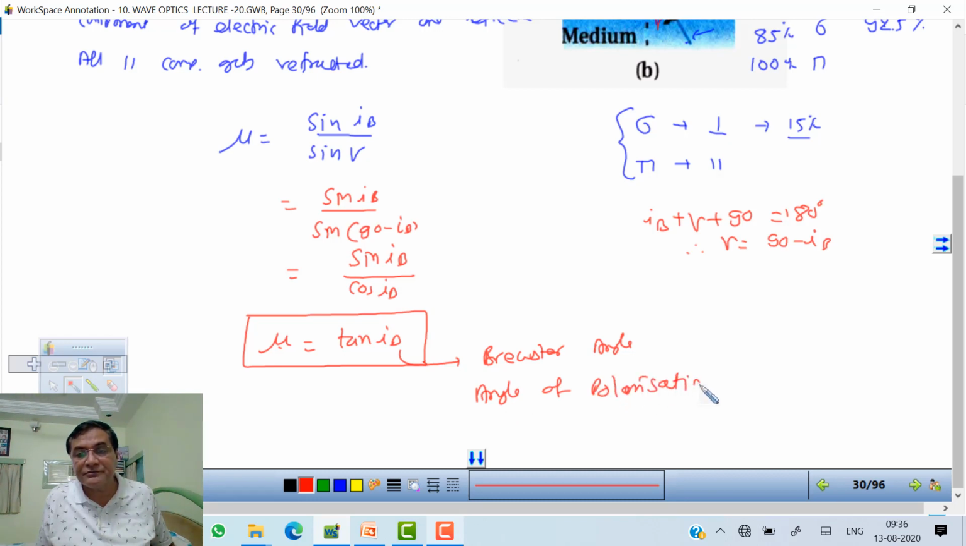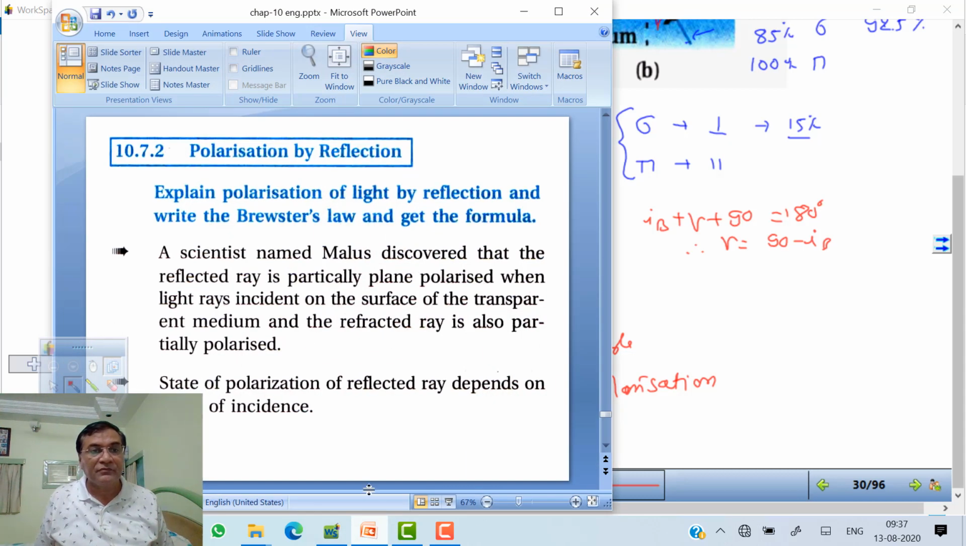Angle of polarization. Okay, if outside is not air, then you have to use relative refractive index. So when the reflected ray or refracted wave becomes plane polarized, at that time tangent of incident angle is equal to refractive index. This is called Brewster law. What is this equation called? It is called Brewster law. Okay, so we see the theory again, then you will get the idea.